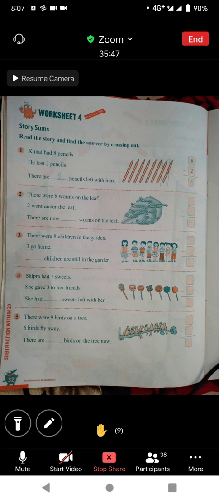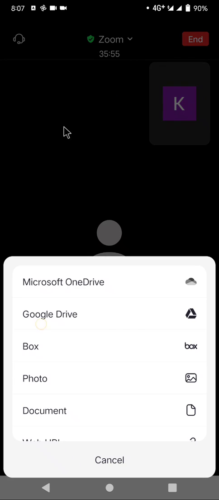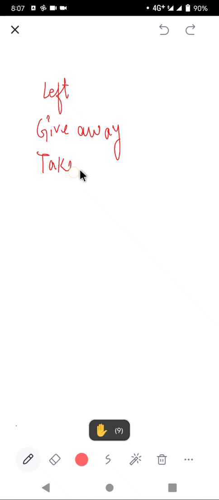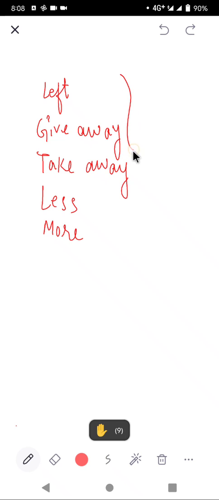Beta, I told you that when in a question you have to find out left, when left is written in the question, I'm sharing my whiteboard. When you see this word left in a question, then you need to do subtraction. Give away, take away, less, more, then you need to do subtraction. So you have to remember these.